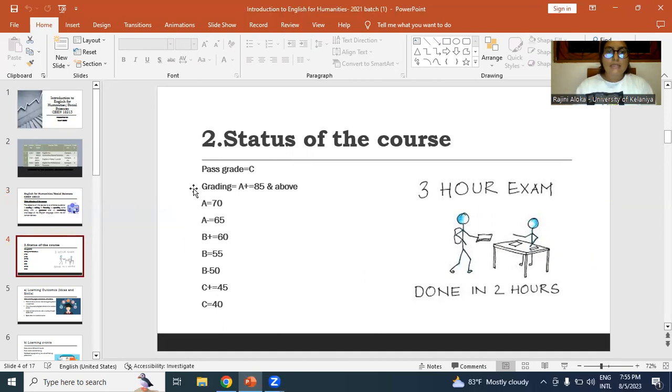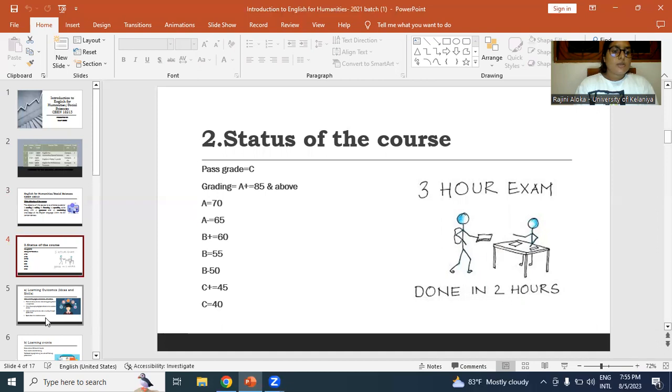Okay, and the other gradings go like, for A plus, you have to have 85 and above. For A, 70 and above. For A minus, 65 and above. B plus, you should get 60 and above. For a B, 55 and above. For B minus, 50 and above. C plus, 45 and above. And C, 40 and above. Okay, so if you are aiming to pass the course, you should get at least 40 marks and above.